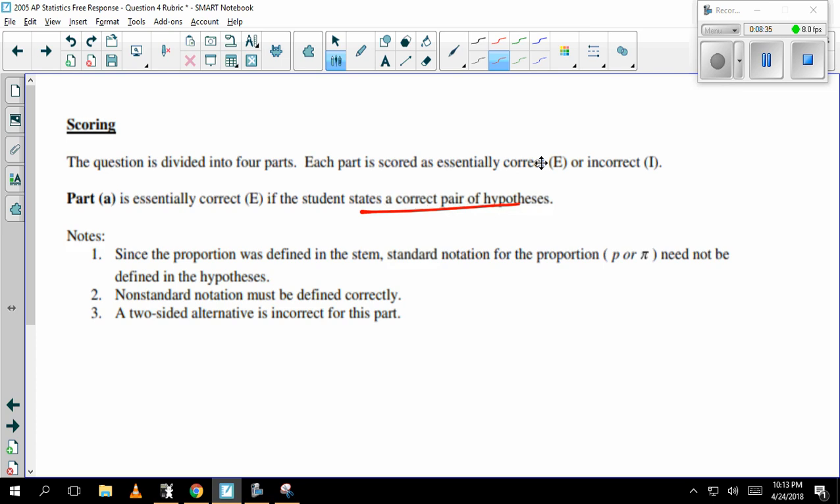Note this is a good note here. Since the proportion's already defined, you don't have to define it. But if you used a two-sided test, you got it wrong because they wanted to know if it could be less than. So an E or an I on part A, write that out there in the margin.